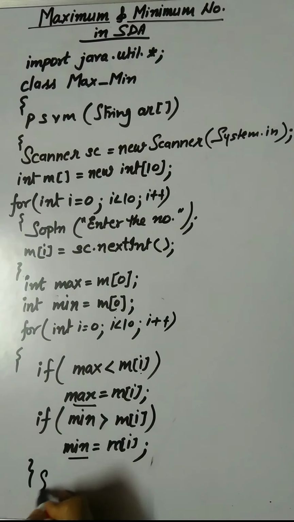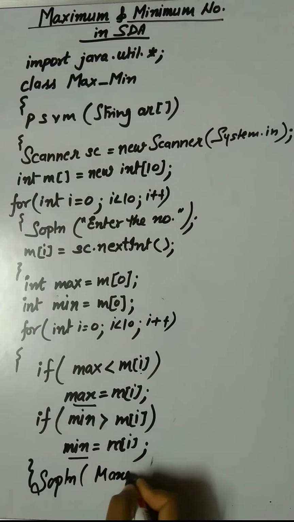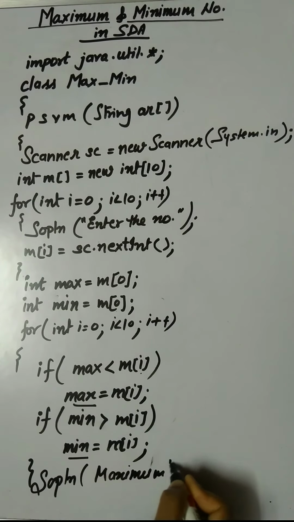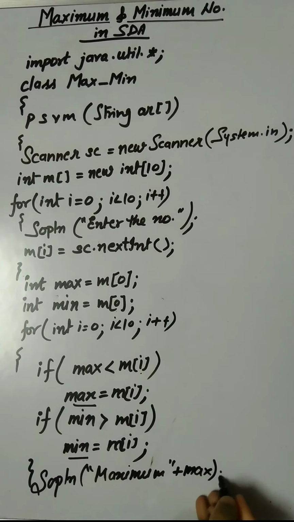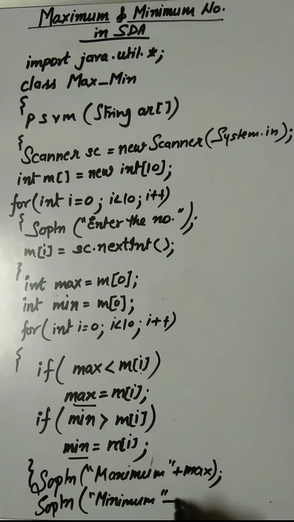After closing the loop, print the value using SOPLN. Maximum, print the max value here. SOPLN minimum, print the min variable value here. After this, close the method and close the class. This is the program of minimum and maximum number in SDA.